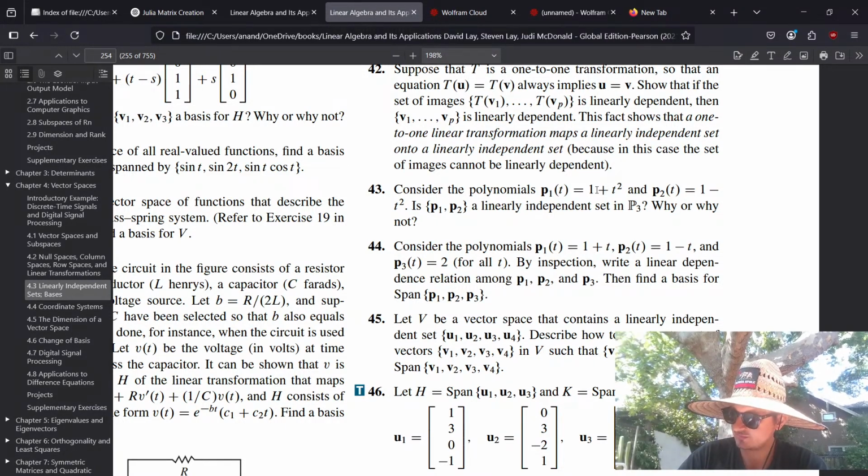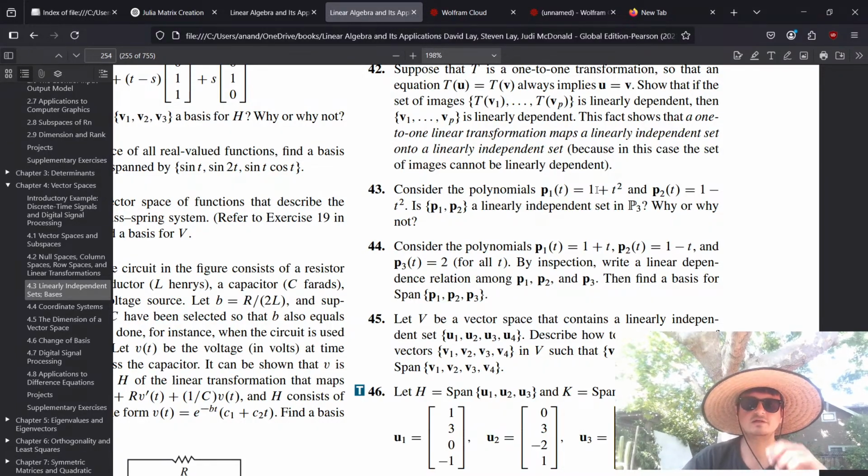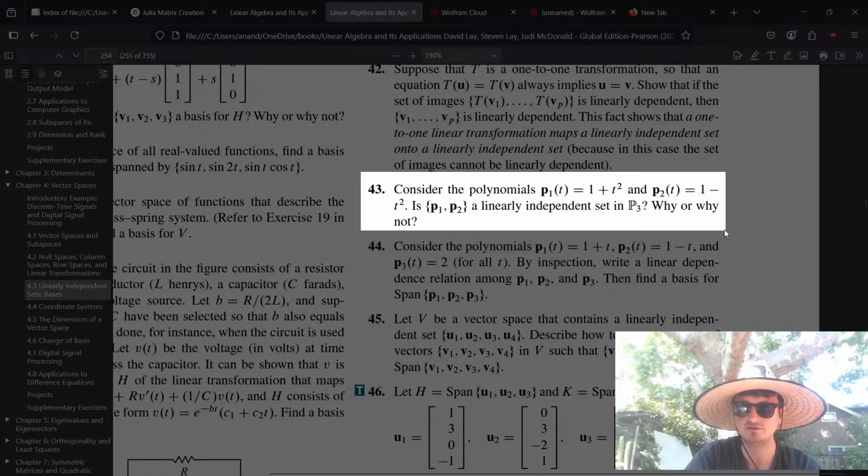Neither is a scalar multiple of the other. That one was easy. Well, let's just check our answer, but I'm like 99% on that one. That one's pretty easy.